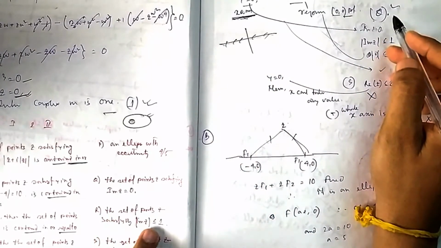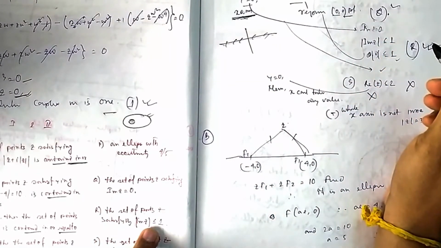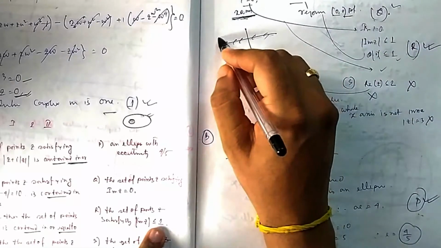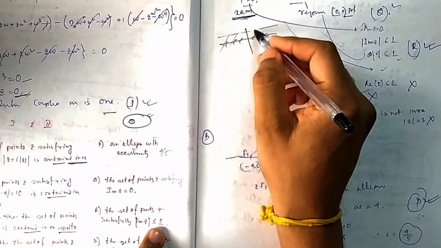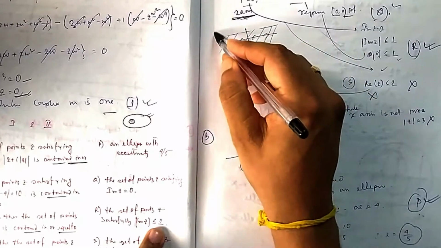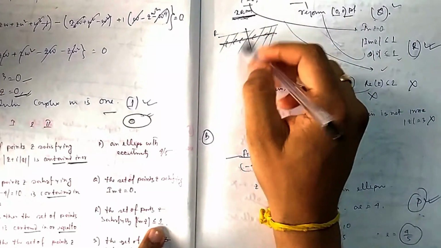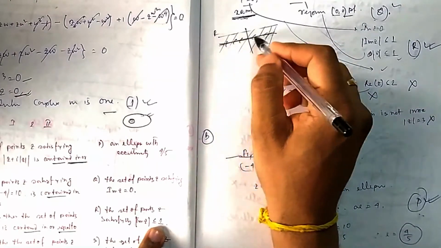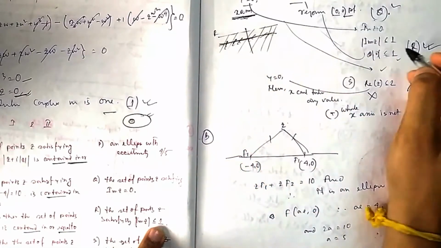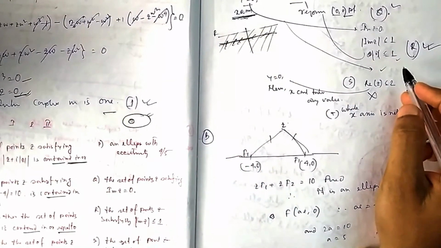R, the set of points where imaginary z is less than 1. That means y is less than 1. So they are asking about this region. Again this line is contained inside that one. Your answer is this line, which is contained in this one. So R can be also the answer.